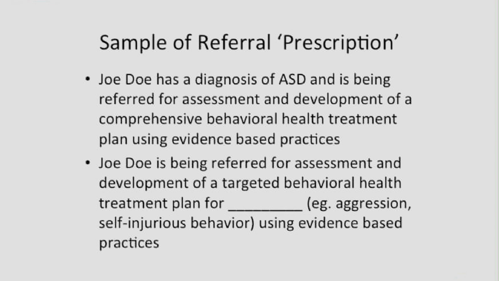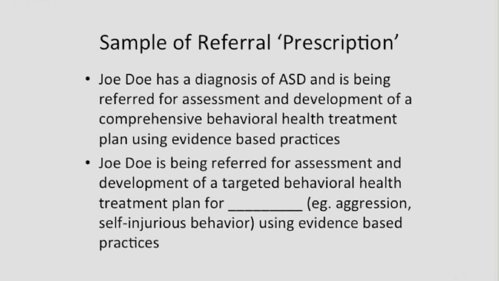So this is just a sample, because primary care physicians have asked me, well, I don't know how to write a prescription for autism services, and I have a family that's asked me, and I don't really know what to say. Do I need to say how many hours? Do I need to say what? I don't know what to say. So this is just an example that I think is an appropriate one, for a comprehensive behavioral health plan: Joe has a diagnosis of autism spectrum disorder and is being referred for assessment and development of a comprehensive behavioral treatment plan using evidence-based practices. So we would really like to encourage primary care physicians to make sure that they include evidence-based practices.